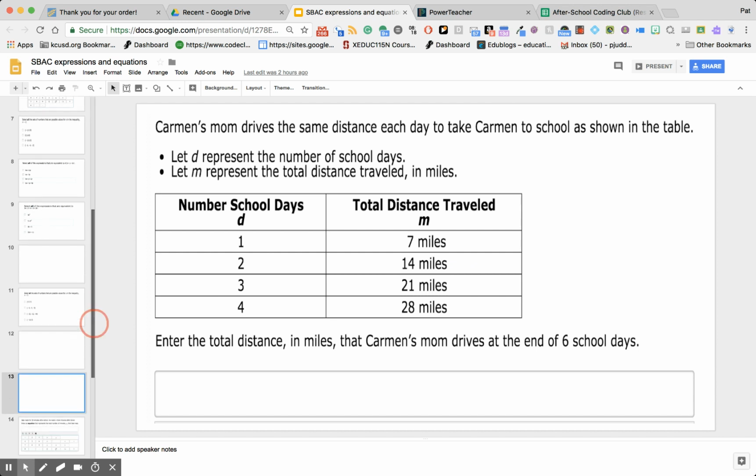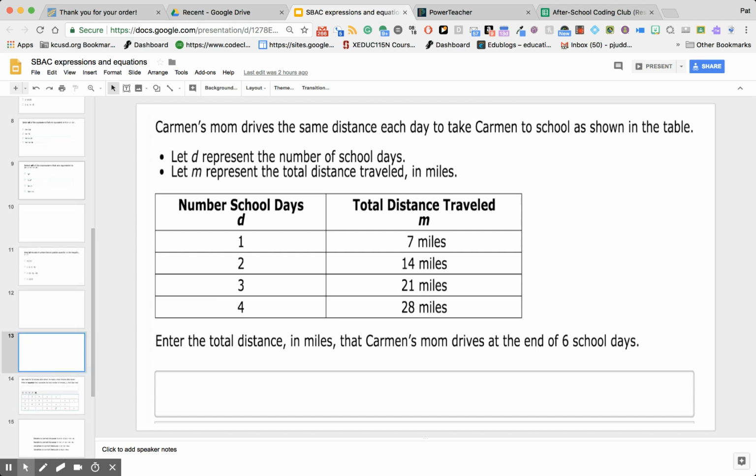Carmen's mom drives the same distance each day to take Carmen to school, as shown in the table. Let D represent the number of school days. Let M represent the total distance traveled in miles. At the end of 6 school days, well, I'm noticing this only goes to 4. So when you're working this out, you need to figure out what, if you extend this pattern, 6 days would look like.